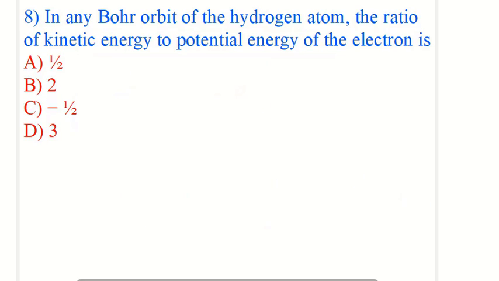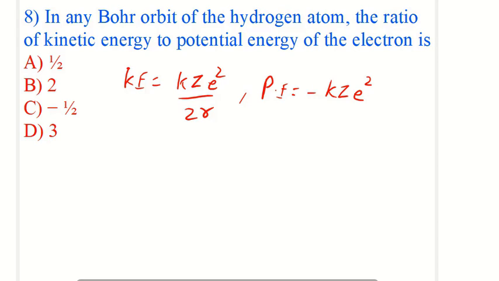Next we come to question number 8. In any Bohr orbit of hydrogen atom, the ratio of kinetic energy to potential energy of electron is? So we are given some options. Let us see how we write the expression for the kinetic energy. So kinetic energy, KE, is given by the expression K Z E square upon 2R, and potential energy is minus K Z E square upon R.